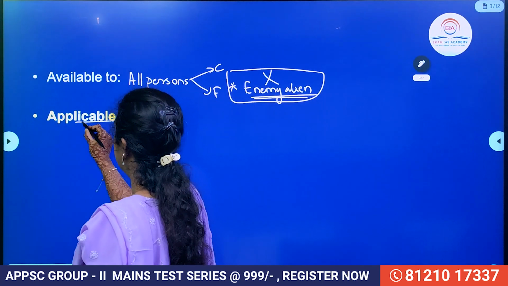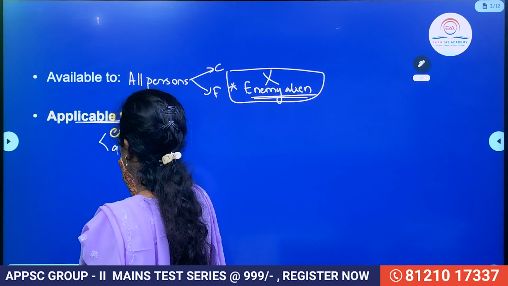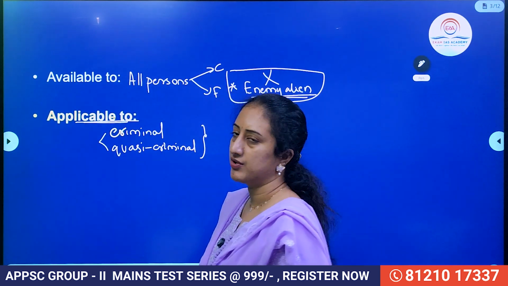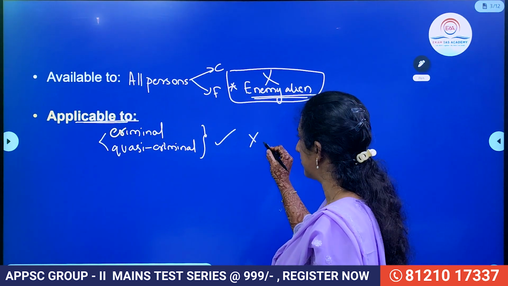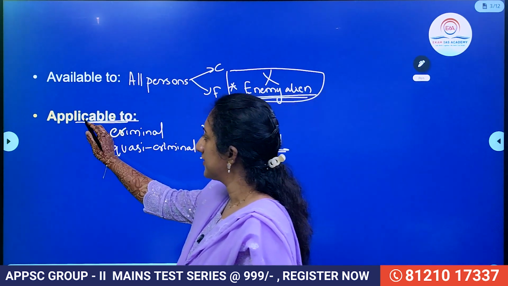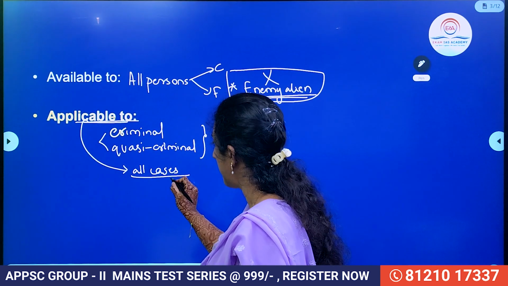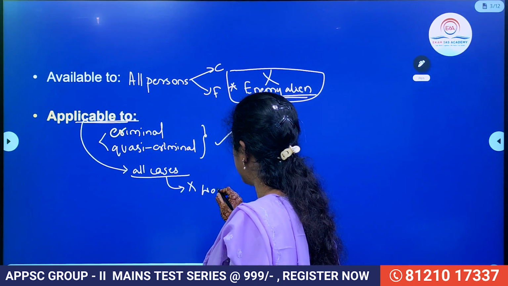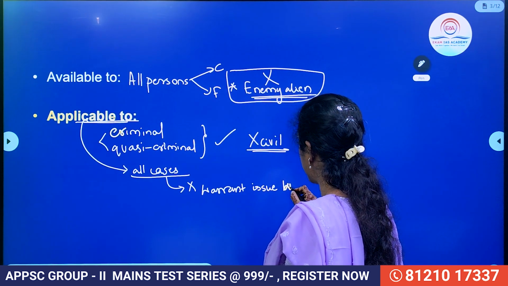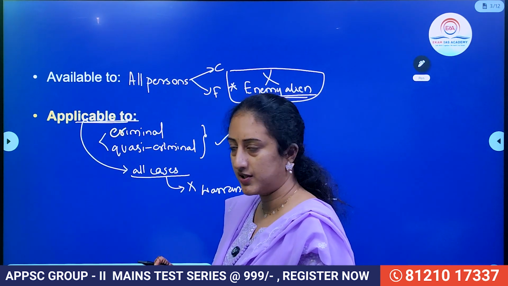Then it will be applicable to the cases which have a criminal nature or quasi-criminal nature. So it is applied to all the cases where there is some criminal or quasi-criminal nature. It doesn't apply to the cases where some civil elements are involved. At the same time, we also have to remember this is applied to all the cases related to arrest and detention, but it is not applied to the cases where a warrant is issued by the court. Generally, when the court issues a warrant, at that point of time these provisions of Article 22 will not apply, but in all other situations they will apply, right?